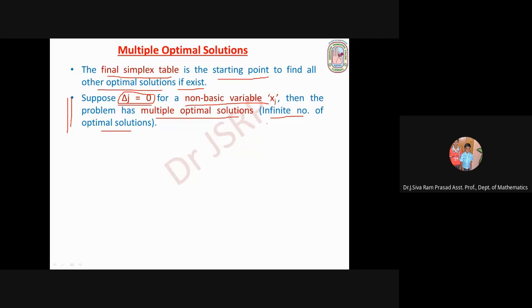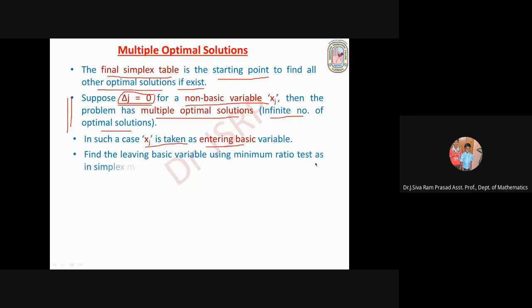Okay, right. How do you find these multiple optimal solutions? In such a case, xj is taken as the entering basic variable. We take such a non-basic variable for which delta j equals 0 as the entering basic variable. Then we have to find the leaving basic variable. It is as usual by using the minimum ratio test, as in the simplex method.